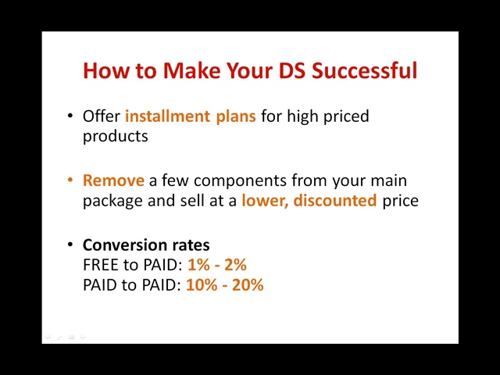The ideal conversion rates for free subscribers who are buying your downsell should be 1% or 2%. If you can achieve more than that, that would be better. Or if you're having a paid customer who passes up the one-time offer but wants to purchase your downsell, you're looking at the ideal conversion rate of 10% to 20%.